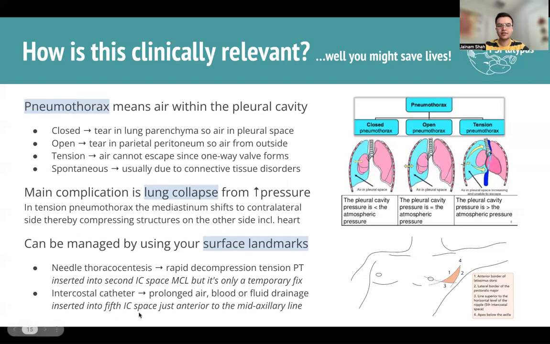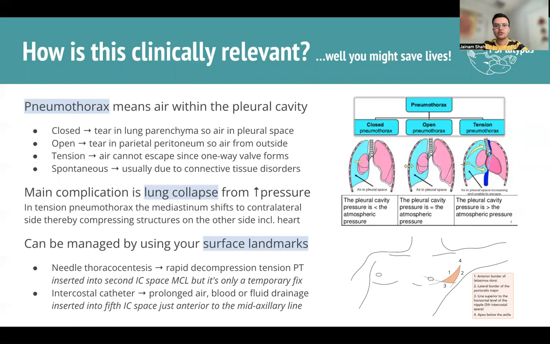So that's going to be inserted into the fifth intercostal space, just anterior to the mid-axillary line. It's kind of called the triangle of safety, if you see it in textbooks. There's a couple of landmarks. You don't need to memorize this, just know generally where it is. But it's going to be around here that you can insert your needle. So you raise your arm, insert needle there, and then you can drain whatever's inside.